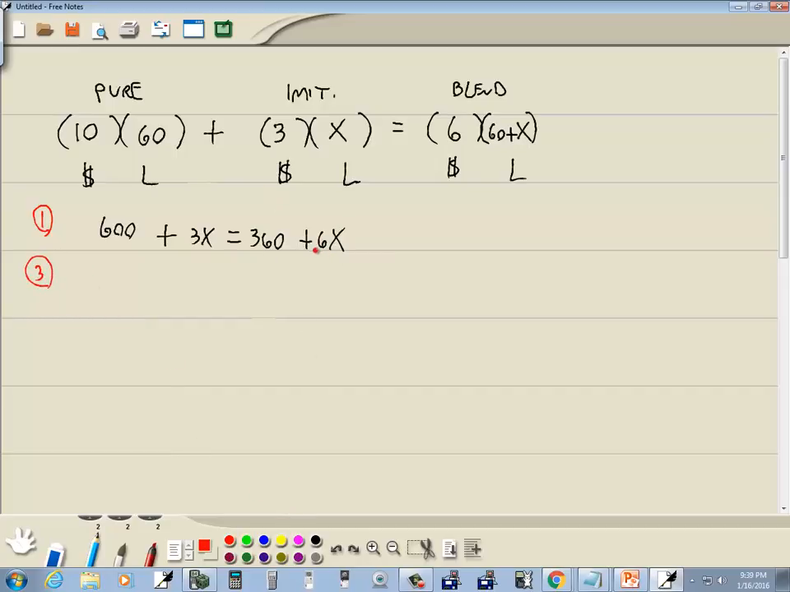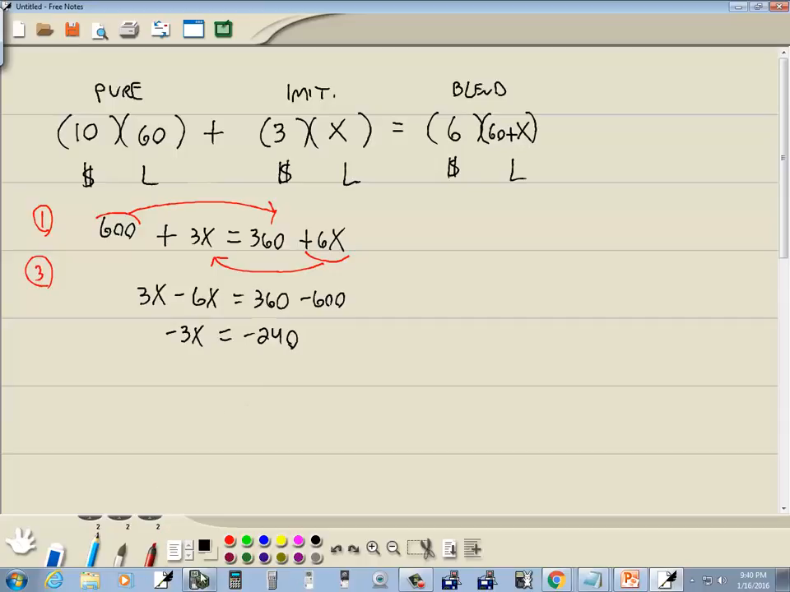Step 3. Get everything with an X on one side, numbers on the other. So I'll take the 6X and move it to the left side, and I'll take the 600 and move it to the right side. Remember, when you move anything across your equals, your sign changes. So the 6X becomes a negative 6X. The 600 becomes a negative 600. Combine together like terms at any step. 3X minus 6X is negative 3X. 360 minus 600 is negative 240.